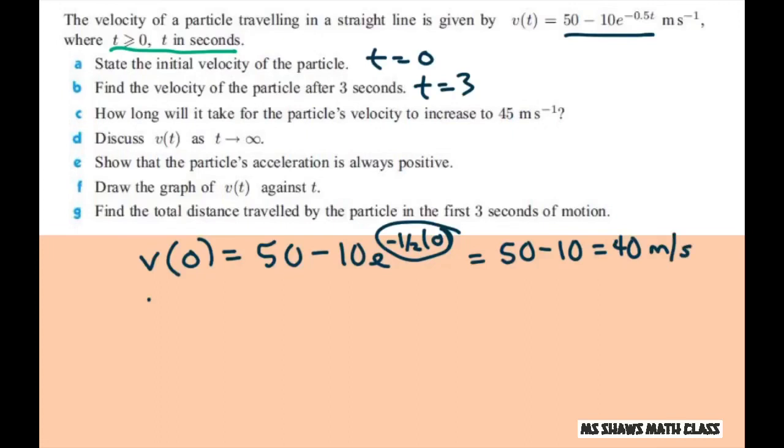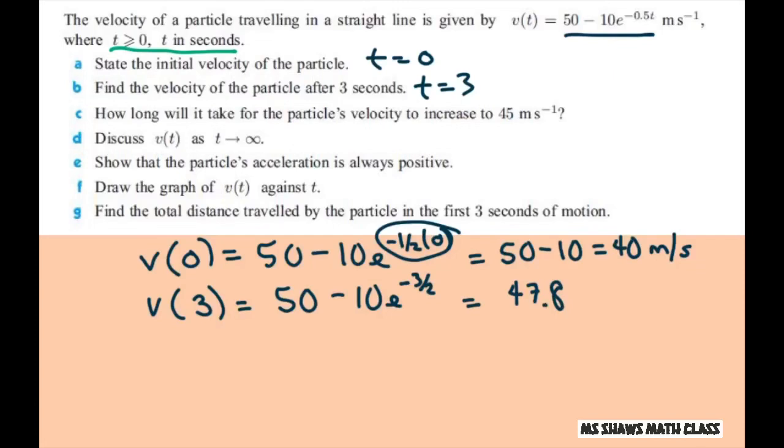And then do the same thing for 3. So you get 50 minus 10 e. When you plug in 3, that's going to be negative 3/2. And putting that in the calculator gives you, written in 3 significant figures, 47.8 meters per second. All right.